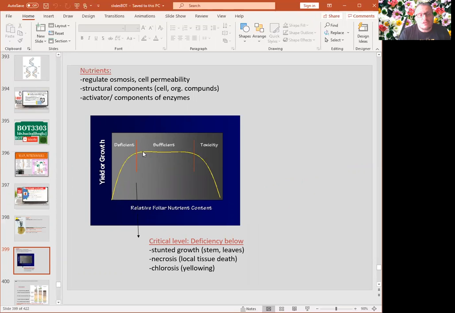Okay, so if you look at this graph here, plants need a certain amount of nutrients to reach this level here. Otherwise, they will be deficient. If it is deficient, they can show symptoms including stunted growth, necrosis, chlorosis, or yellowing in their leaves.